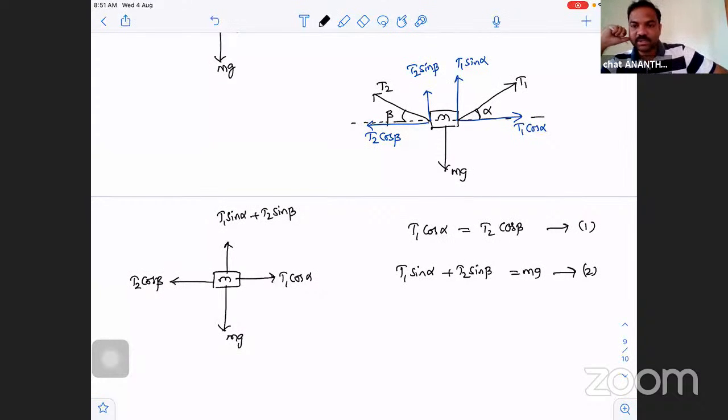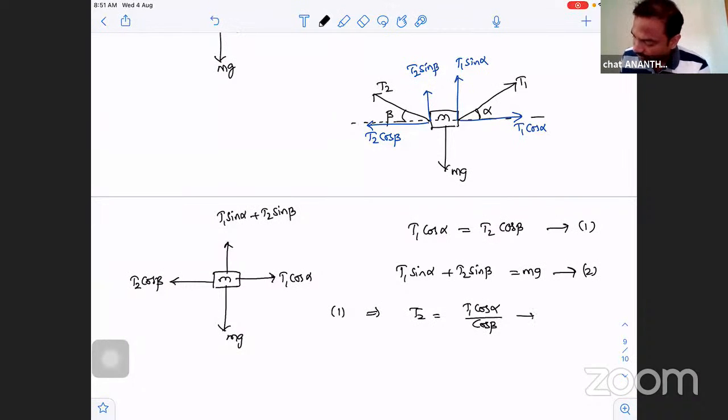Okay. So now I got two equations and two unknowns. We have to find the T1 and T2 values. How to find out? From the first equation, I can write T2 is equal to T1 cos alpha by cos beta. So T1 cos alpha by cos beta is the T2 value. Now keep the third equation in the second equation. If we put the T2 value in the second equation, then what happens? T1 sin alpha plus T2 value, T1 cos alpha by cos beta, multiplied with sin beta is equal to mg.